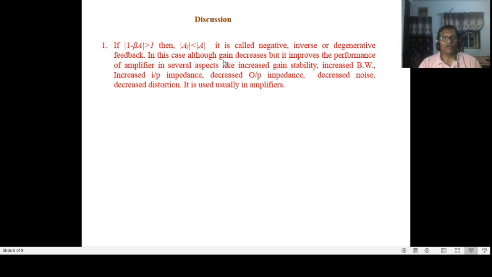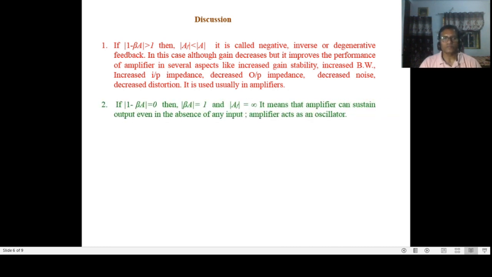In this case, although gain decreases, it improves the performance of the amplifier in several aspects, like increased gain stability, increased bandwidth, increased input impedance, decreased output impedance, decreased noise, and so many advantages are there. So in case of negative feedback, there are various advantages. Therefore it is employed in many amplifier circuits.